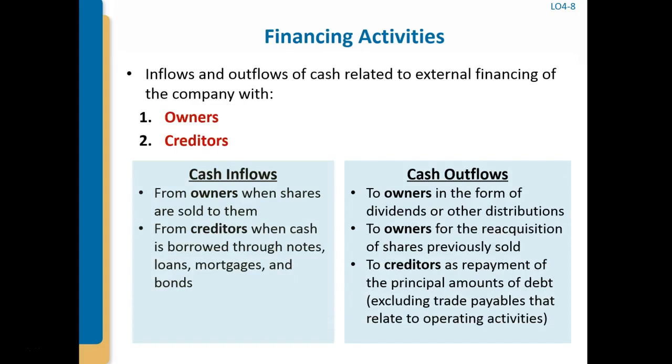Last, we have our financing activities. These relate to the external financing of the company. Cash inflows occur when cash is borrowed from creditors or invested by owners. Cash outflows occur when cash is paid back to creditors or distributed to owners. The payment of interest to a creditor gets classified as an operating activity.